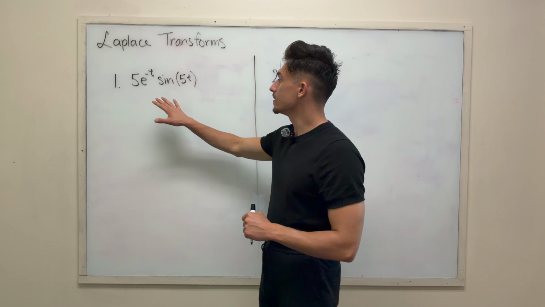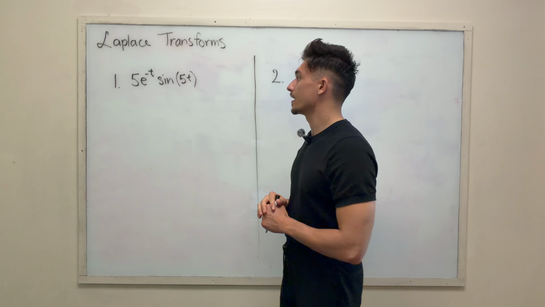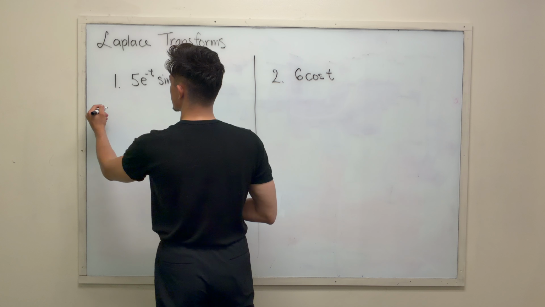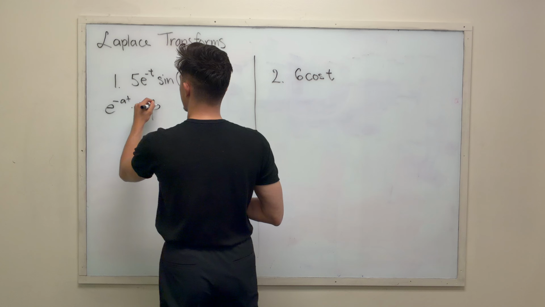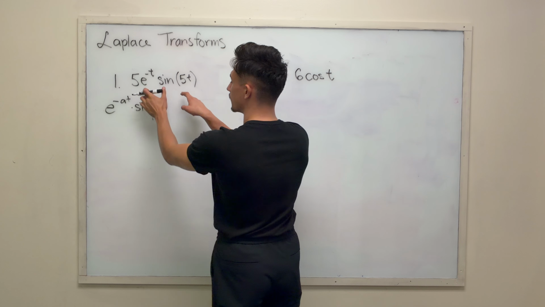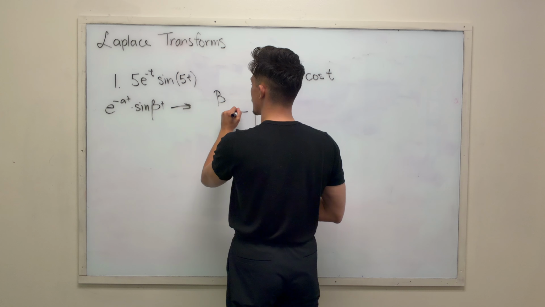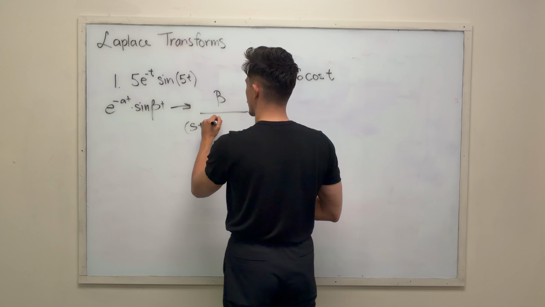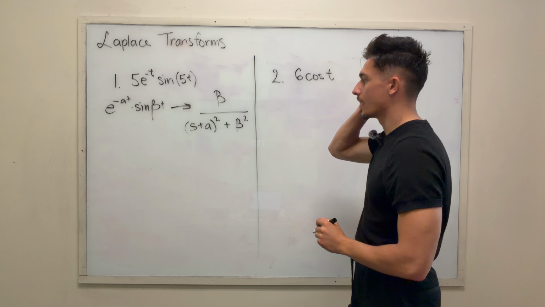So in this case, we have 5e to the power of negative t times sine 5t. The Laplace transformation for this, from the time domain, is one of the formulas that you can look up online: e to the negative at times sine beta t. So that's what we have here. And to convert this to the s domain, we have beta in the numerator, and then s plus a, squared, plus beta squared. So that's what we have.